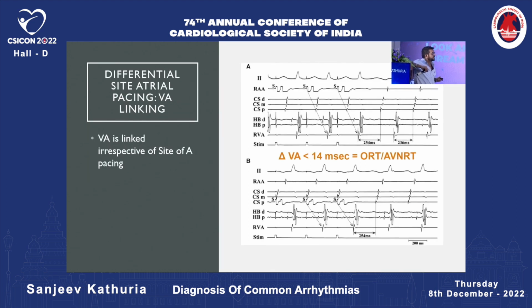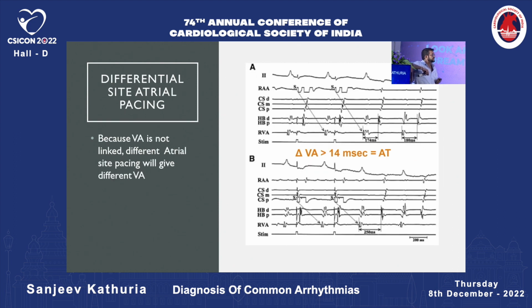For an example, you can see here, just appreciate after the pacing, the VA which has come. If the VA difference is less than 14, you see the differentiation is 254 and almost the same on both sides of pacing. It's pacing from the right atrial appendage and the right free wall. So because the VA track is almost the same, this is likely to be AVRT, AV and RT.